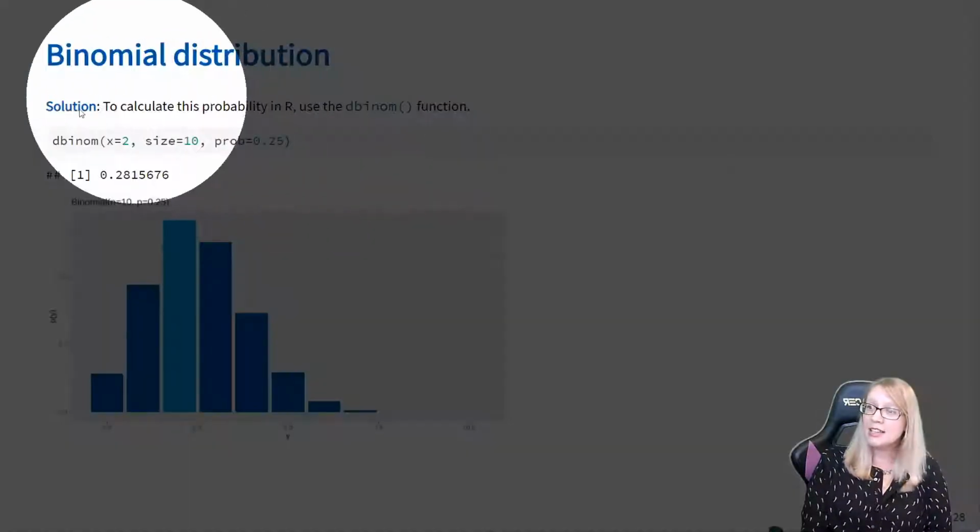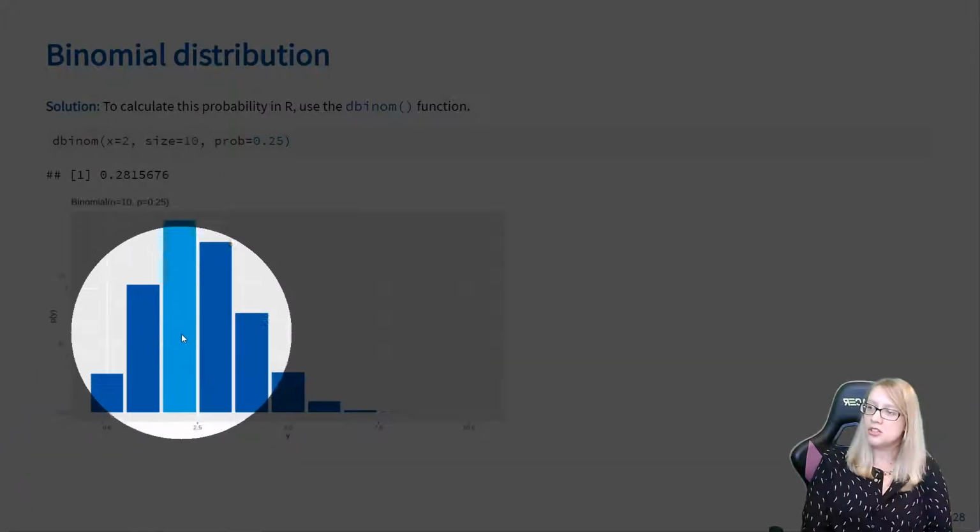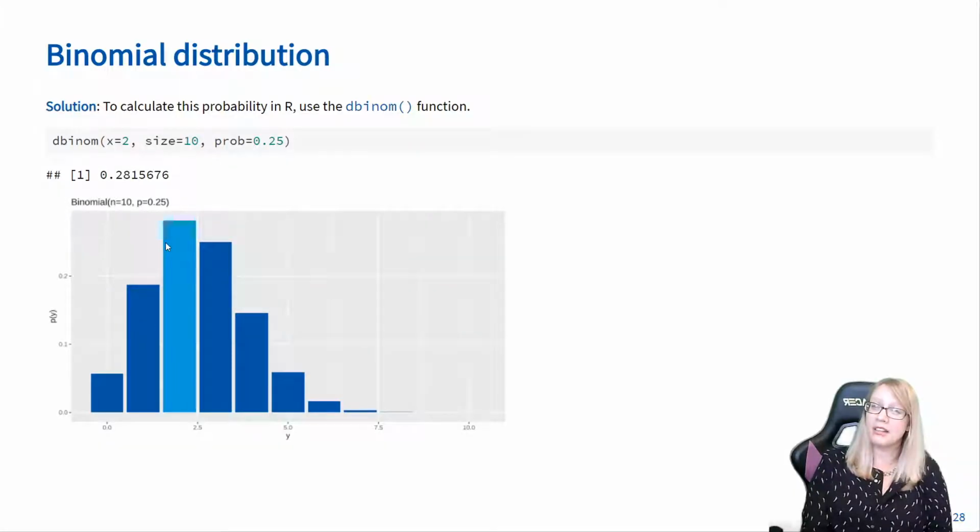In fact, here is a plot of this distribution, so you can see what this would look like. 2 is in fact the most likely outcome. Y being 1 is fairly likely, so it's getting only 1 question right.